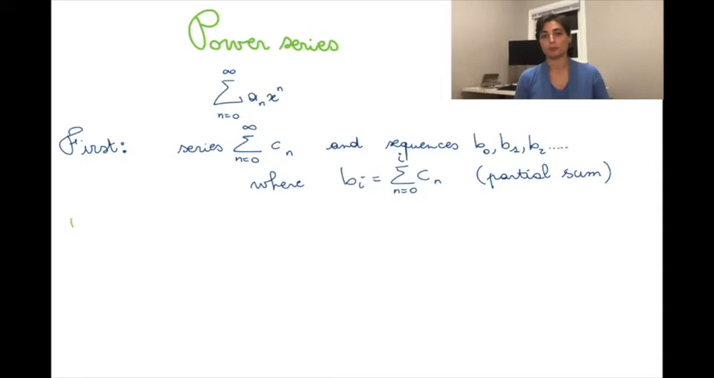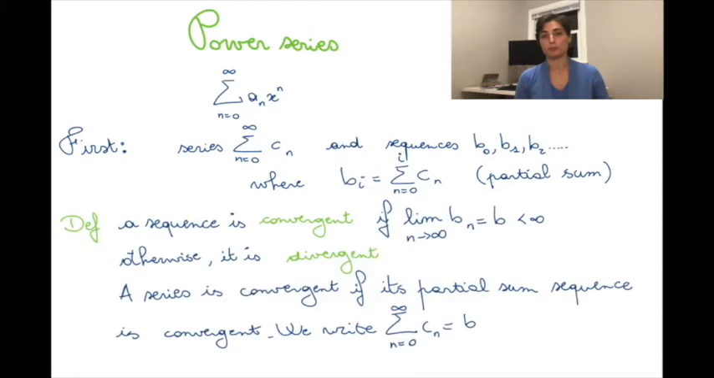Before looking at power series, we first look at series, so no power of x is involved, and sequences. Sequences are just lists of numbers in which we usually know some information on how the thing is working. In this case, we will look a lot at sequences that are partial sums of the series. So we are summing cn's, but we are stopping at some point. So b0 is equal to c0, b1 is equal to c0 plus c1, b2 is equal to c0 plus c1 plus c2, and so forth.